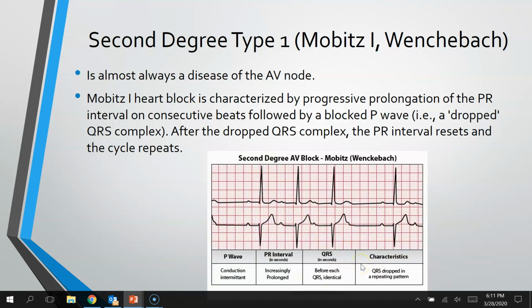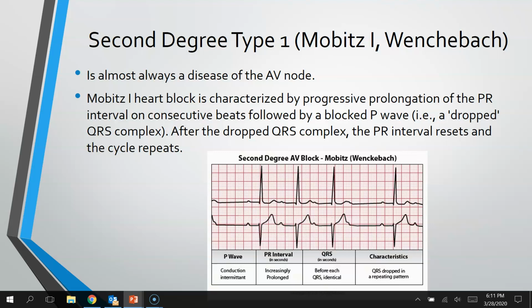Second-degree type 1 heart block is called Mobitz 1 or Wenckebach. I love that name. This is almost always a disease of the AV node. And with a Mobitz 1 heart block, it's a progressive prolongation of the PR interval on consecutive beats, followed by a dropped beat.